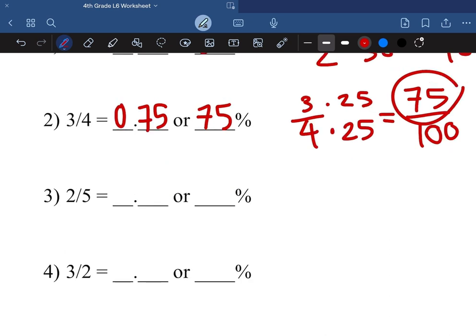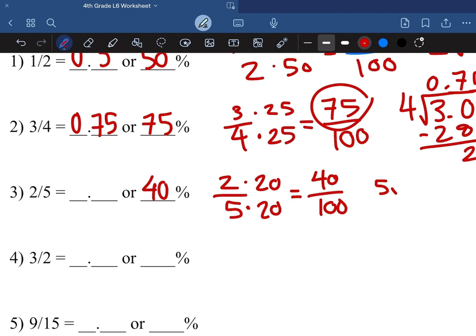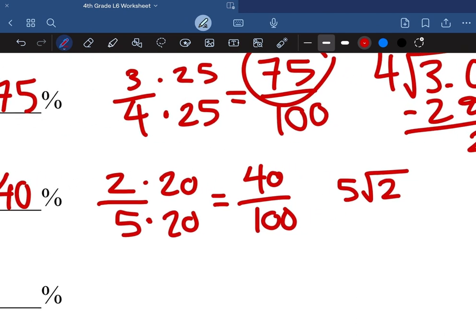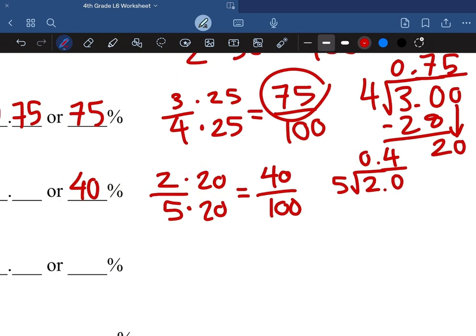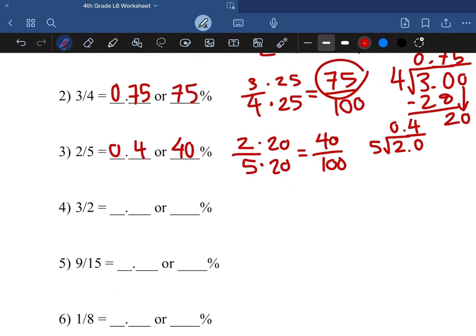Number 3, 2 over 5. Again, we multiply both numbers to get 100 as the denominator. In this case, we multiply by 20 to get 40 over 100. So 2 over 5 is equal to 40%. We do 2 divided by 5. 5 goes into 2 0 times, add a decimal point and a 0. 5 goes into 20 4 times. So the answer for number 3 is 0.4 or 40%.